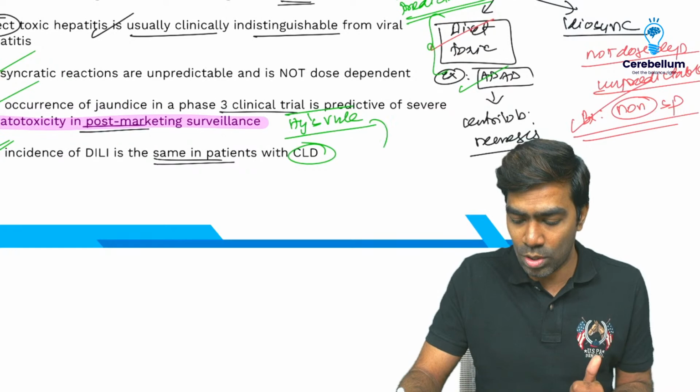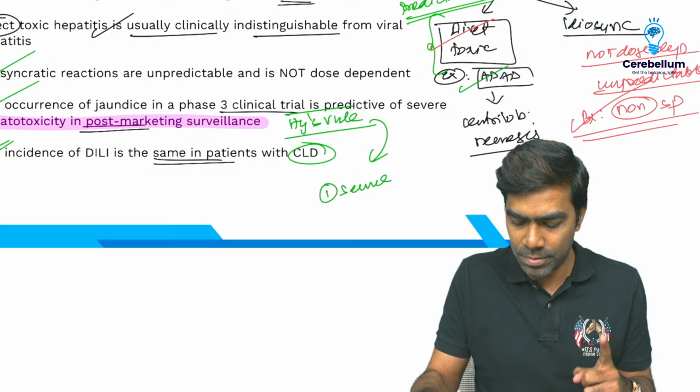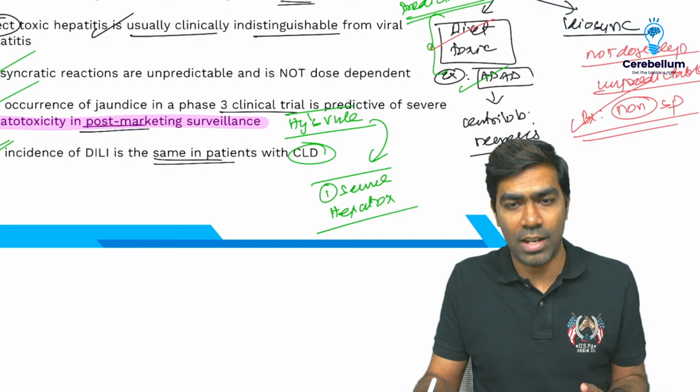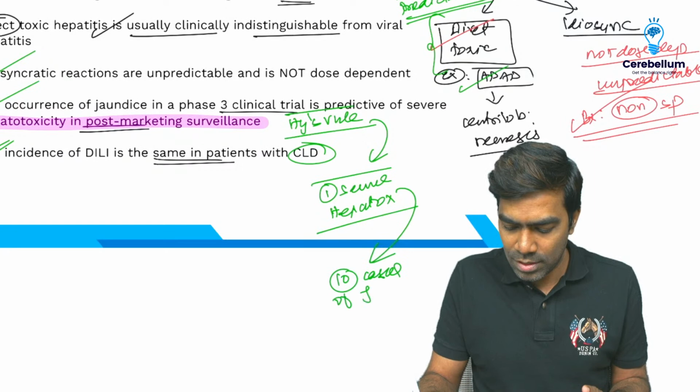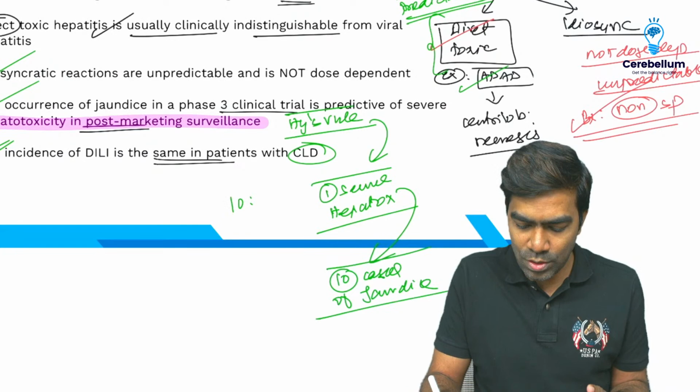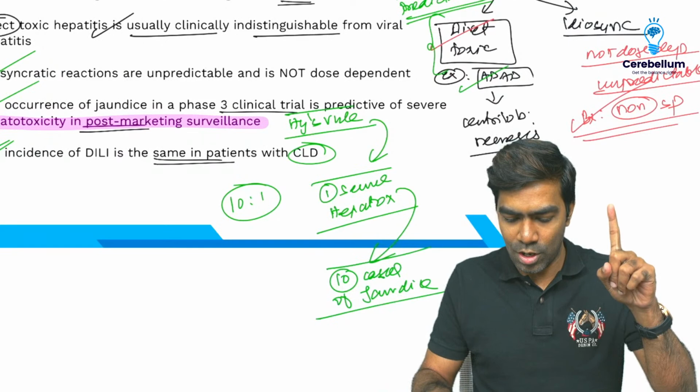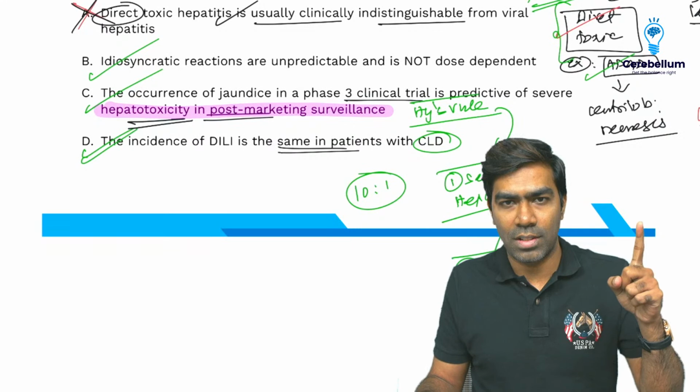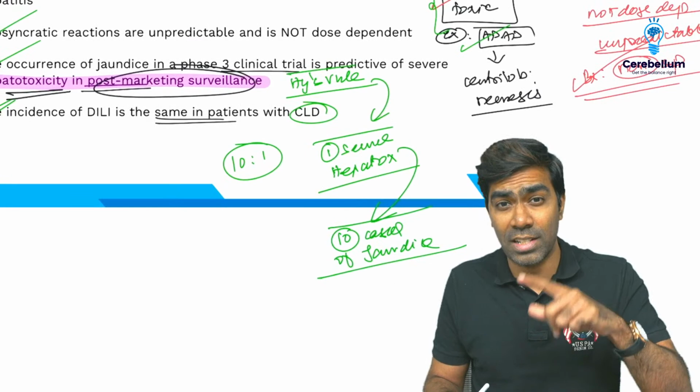He said that for every one case of severe hepatotoxicity that occurs in the clinical trials, you're going to see 10 cases of jaundice in post-marketing studies. So the ratio is 10:1, or 1:10, whatever way you want to say it. Once you release the drug, you're going to see 10 cases of jaundice. That's called the 10:1 Hy's rule, otherwise called the Hyman Zimmerman rule.